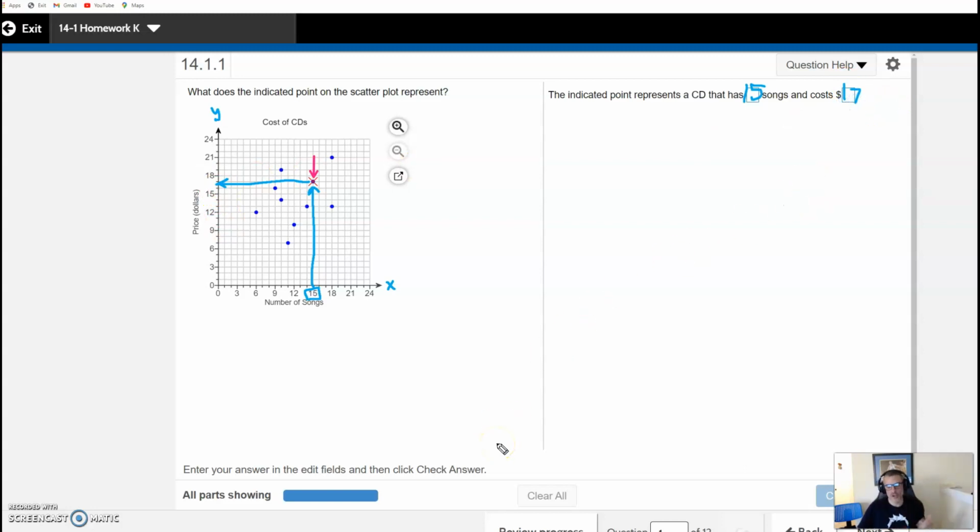So again, the whole point of this question was just, can I identify the coordinates of a point? If I were going to write this as a coordinate pair, you always put the x coordinate first and the y coordinate second. So this point right here is the point (15, 17). We always put the x coordinate first and the y coordinate second.